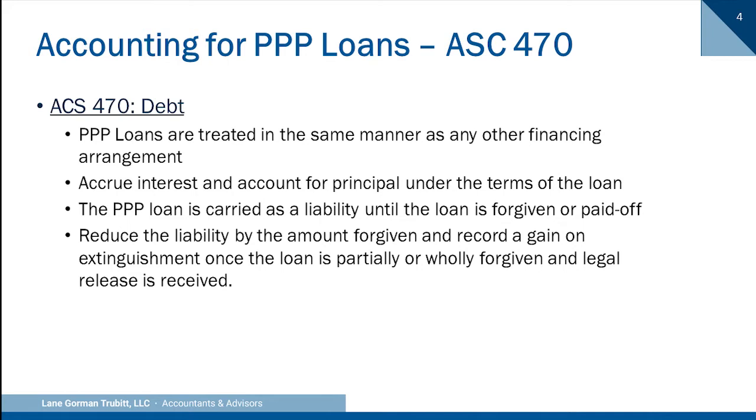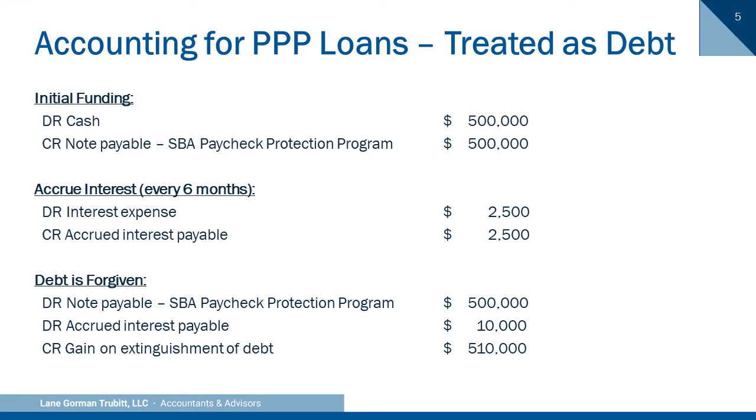Upon receiving legal forgiveness, the organization should record a gain on the extinguishment of long-term debt. If all or a portion of the PPP loan is not forgiven, repayments are applied as appropriate against accrued interest and the loan balance. Here we have an example of a not-for-profit organization that received $500,000 in PPP funding on May 1st, 2020.